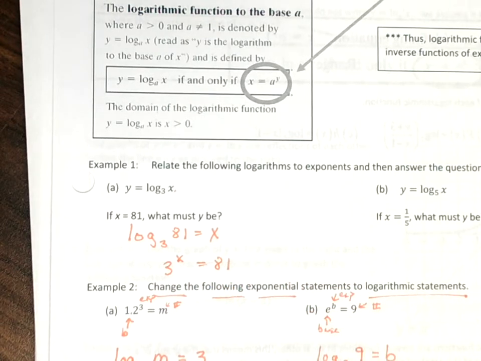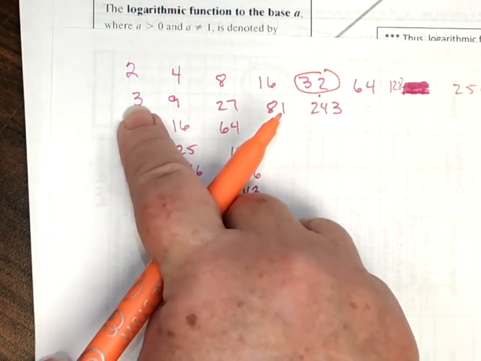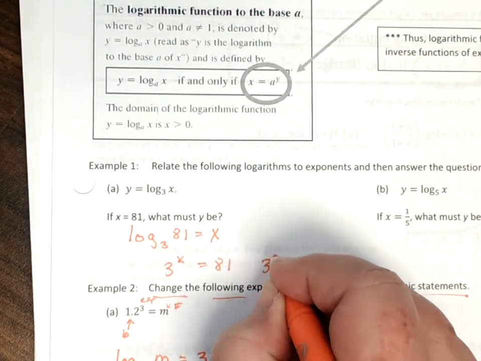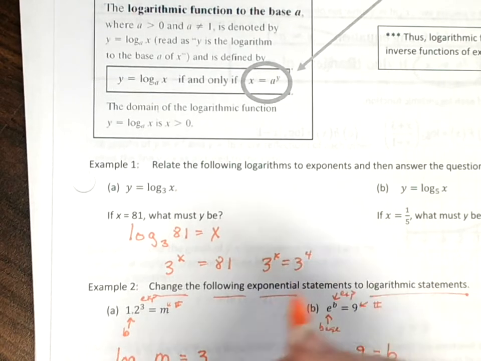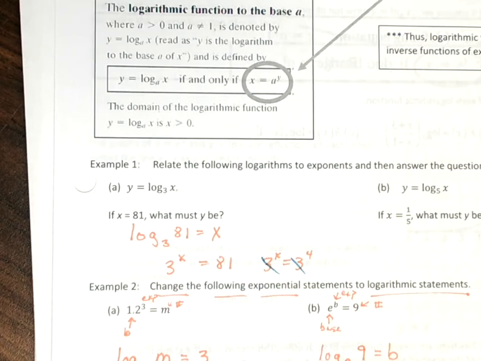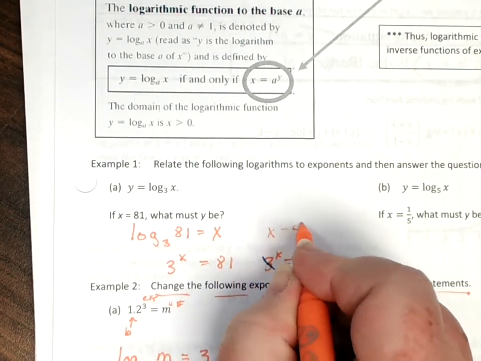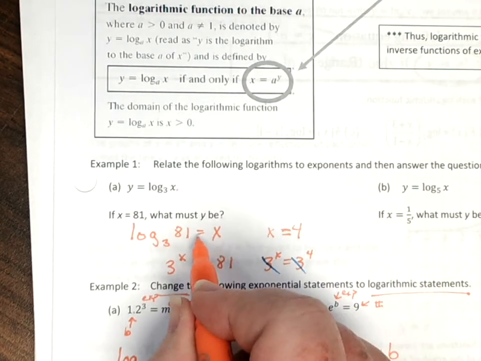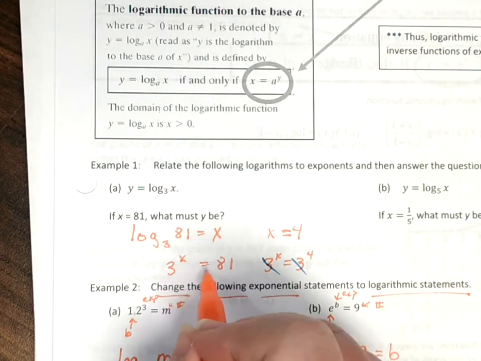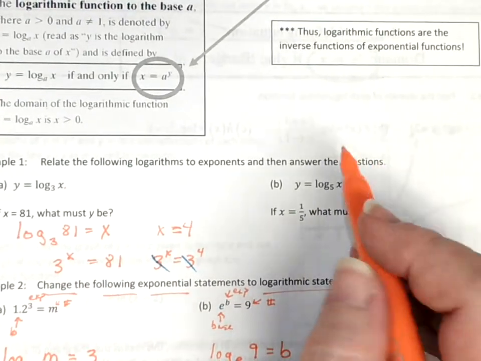Now we look on our list, and we find that 81 is 3 to the second, third, fourth power. 3 to the x equals 3 to the fourth. My bases are the same. So we just solved this problem right here. X is equal to 4. And it was a lot easier to work with when it was in an exponent form and we could use our table of exponents.